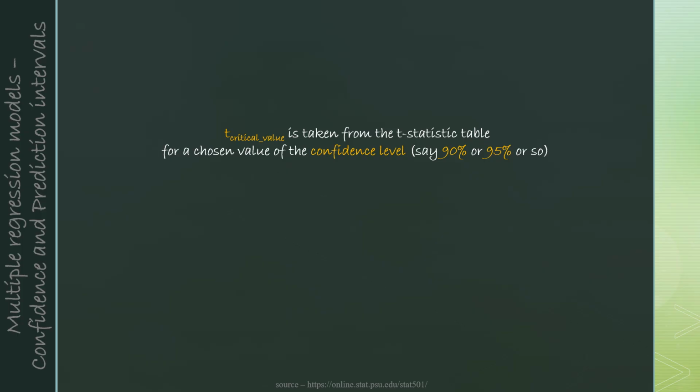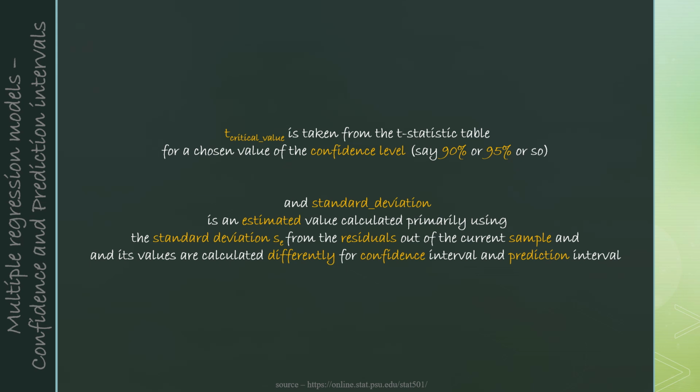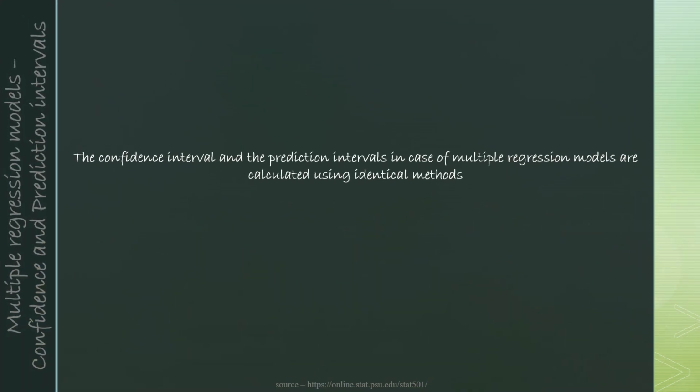T critical value is taken from the T statistic table for a chosen value of the confidence level, say 90% or 95% or so. And the standard deviation is an estimated value calculated primarily using the standard deviation SE from the residuals out of the current sample, and its values are calculated differently for confidence interval and the prediction interval. The confidence interval and the prediction intervals in case of multiple regression models are calculated using identical methods. Let's focus on the confidence interval first.